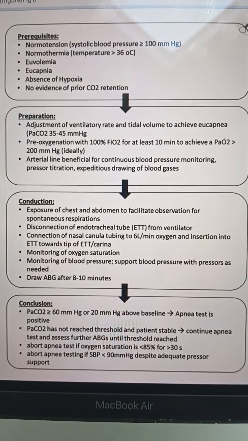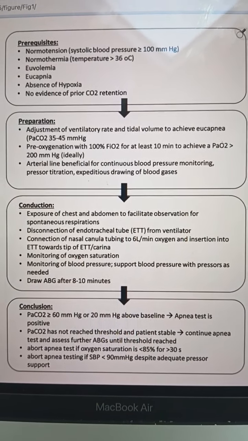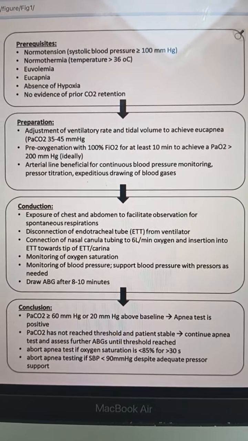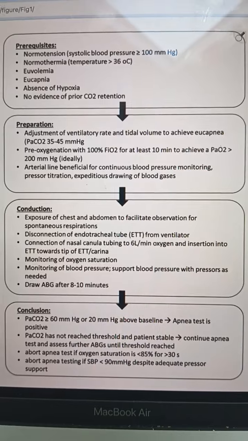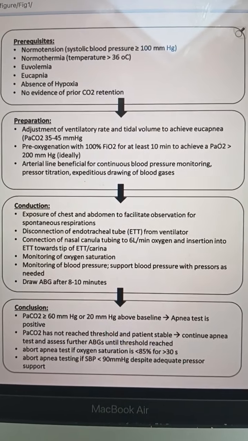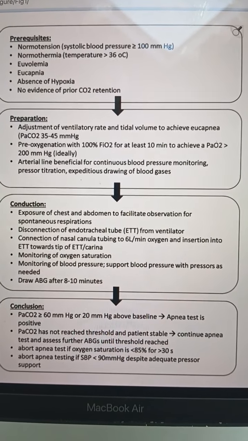The patient's systolic blood pressure is more than 100 millimeters of mercury. There's no hypothermia. The patient should be euvolemic. CO2 levels should be baseline, and there should be absence of hypoxia in this patient. Now, after these prerequisites are fulfilled, we have to prepare for the apnea test.